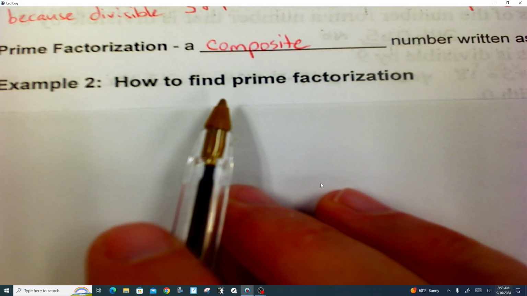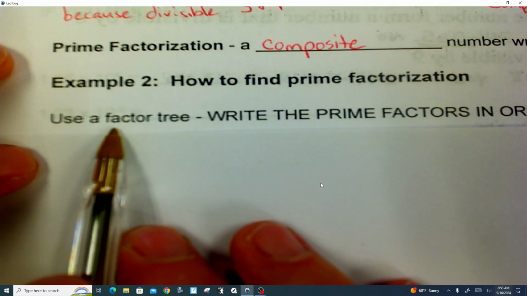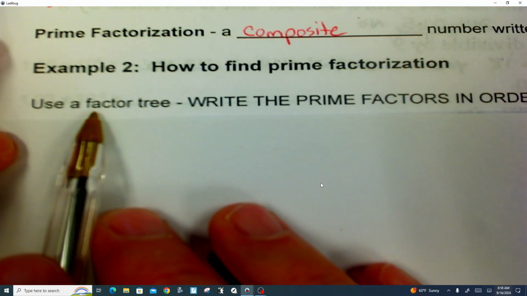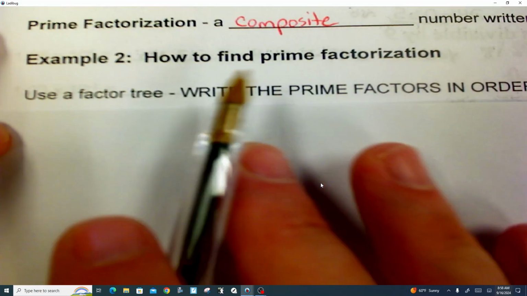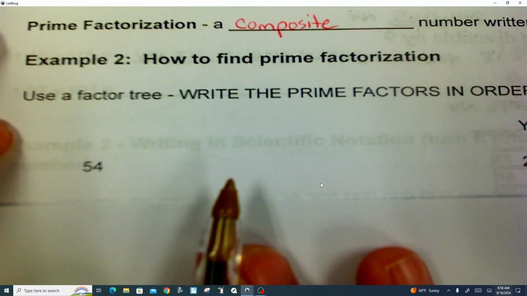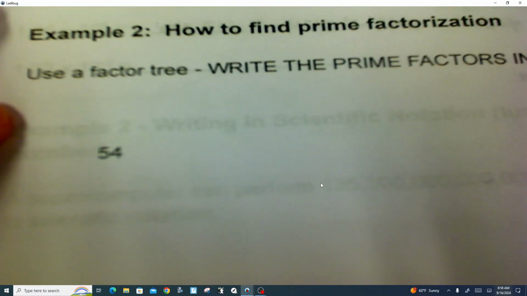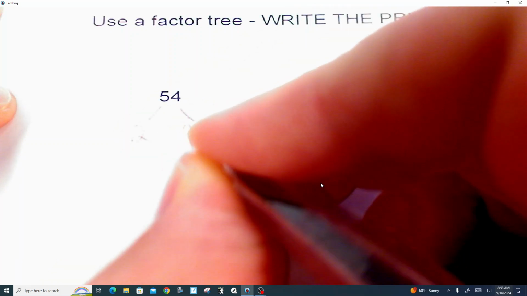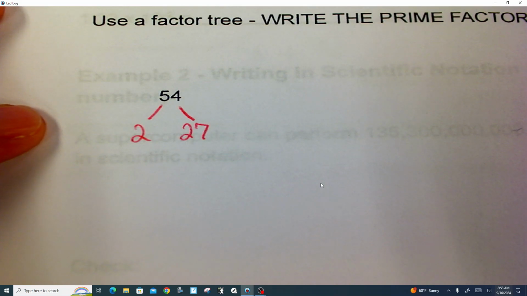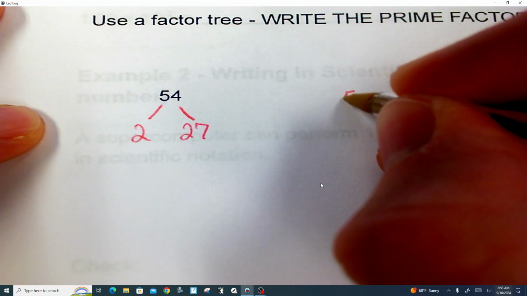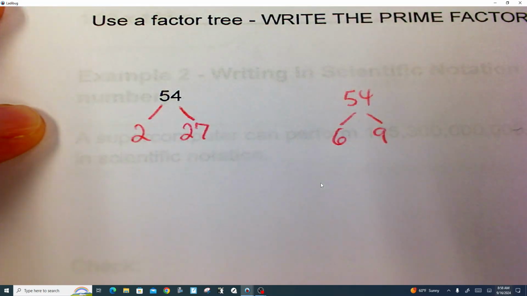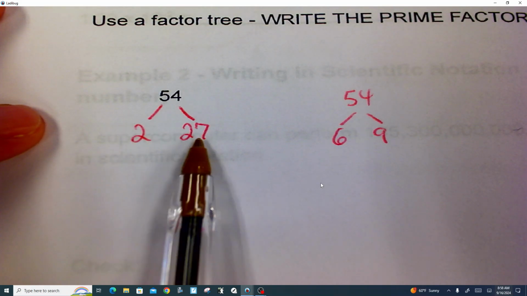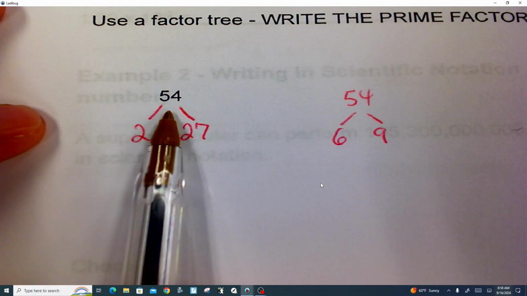How to find a prime factorization. Do you guys remember factor trees? Yeah. Write the prime factors in order. So let's come down here. This is what we do right here. 54. Could somebody tell me two numbers that you can multiply together to get 54? Nice. Now I would have gone with 6 and 9, but he said 2 and 27. If you want, you can come over here and put 6 and 9. You don't have to, but find two numbers that multiply together to get that number above.